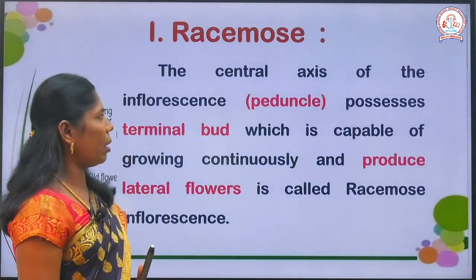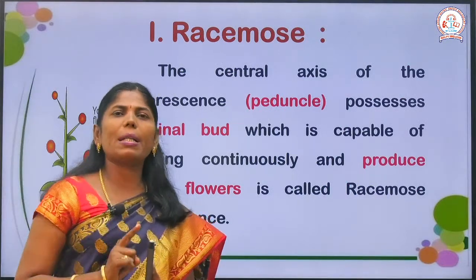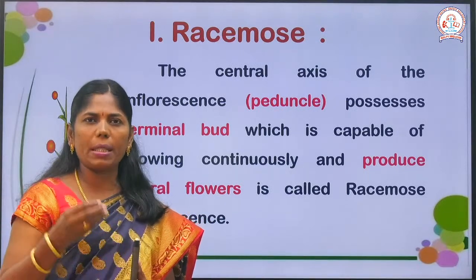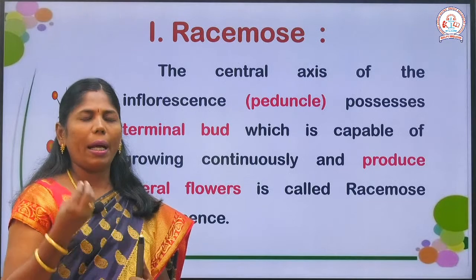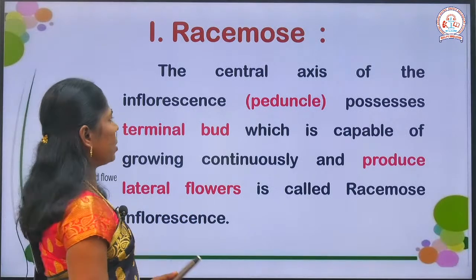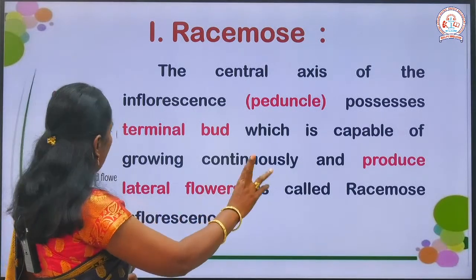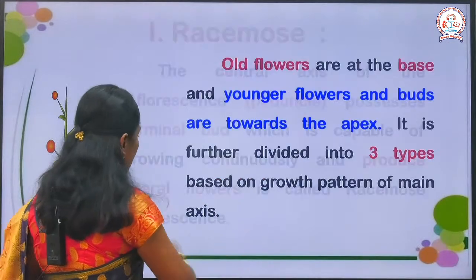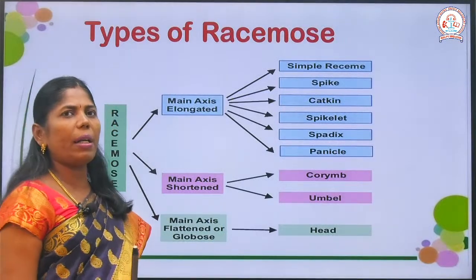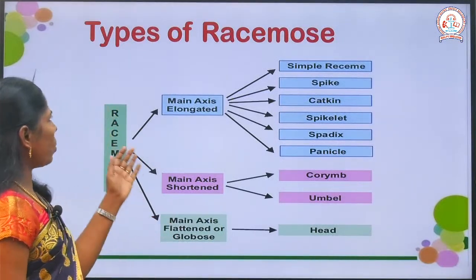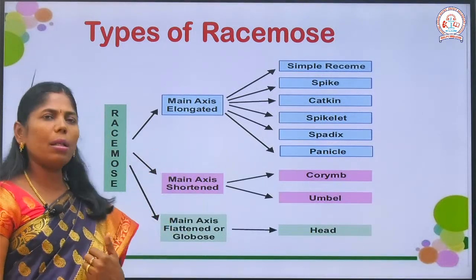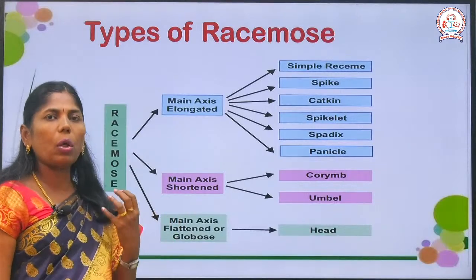So, the racemose manner, we already discussed the characters. Number 1 is unlimited growth. Another one is the opening of the flowers from the periphery to the center. And older flowers in the basal region and younger flowers in the tip regions. That is another character. So, it grows continuously and produces lateral flowers; that is called racemose inflorescence. We discussed that. The racemose inflorescence is divided into 3 types. The first one is where the main axis is elongated, the second is where the main axis is shortened, and the third is where the main axis is flattened or globose in condition.